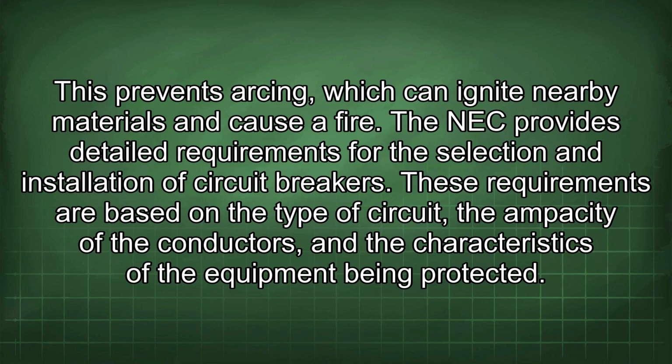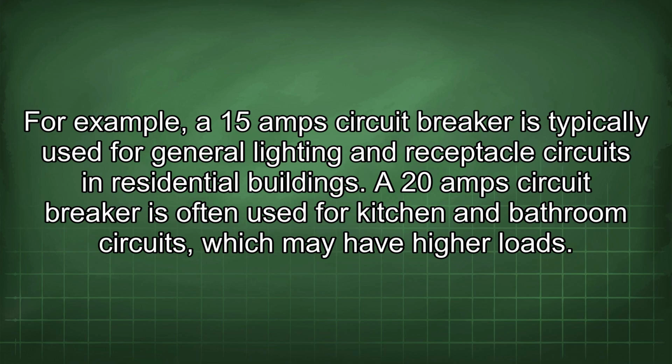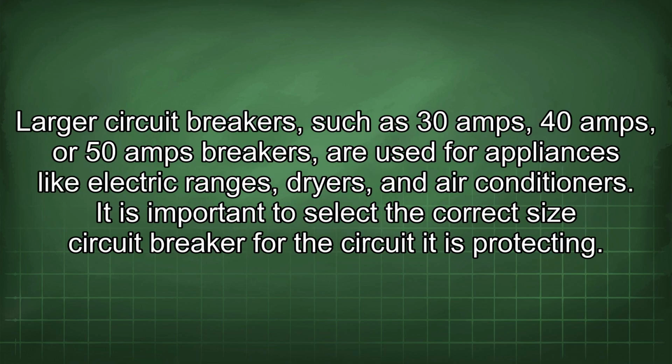For example, a 15 amp circuit breaker is typically used for general lighting and receptacle circuits in residential buildings. A 20 amp circuit breaker is often used for kitchen and bathroom circuits, which may have higher loads. Larger circuit breakers, such as 30 amp, 40 amp, or 50 amp breakers, are used for appliances like electric ranges, dryers, and air conditioners. It is important to select the correct size circuit breaker for the circuit it is protecting.